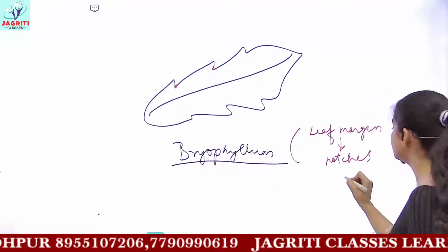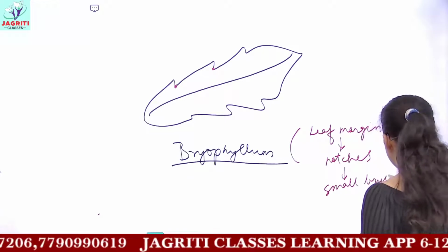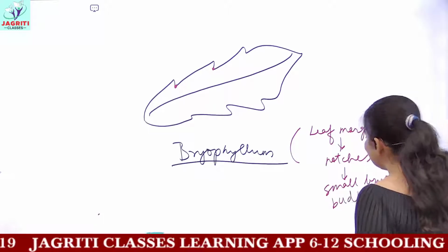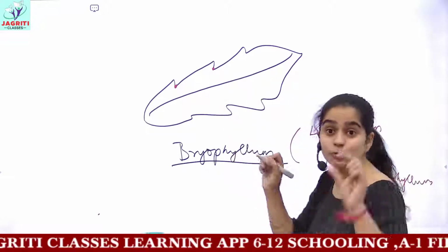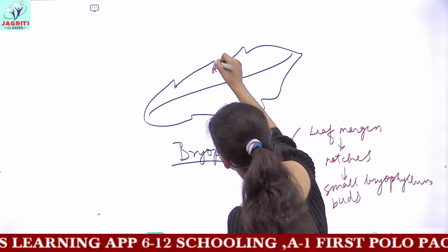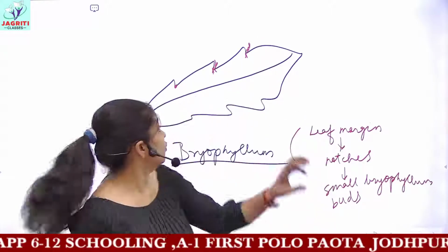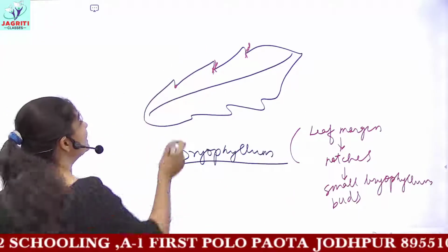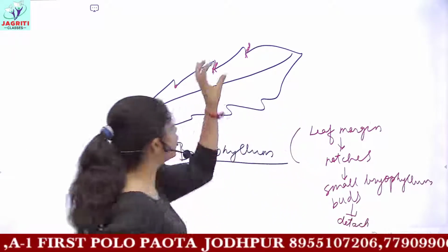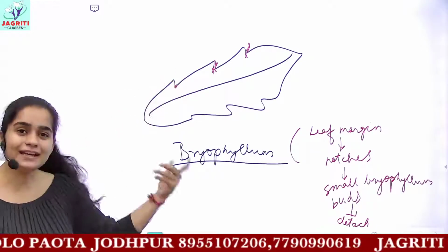And in these notches, small bryophyllum buds develop. The bryophyllum buds get developed on the notches. That is, small buds form, which after a few days develop roots and leaves. And in turn, these grown out buds, when they grow to a certain height, get detached from the parent plant, and when they fall into the soil and get favorable, adequate conditions, they germinate and form a new bryophyllum plant.